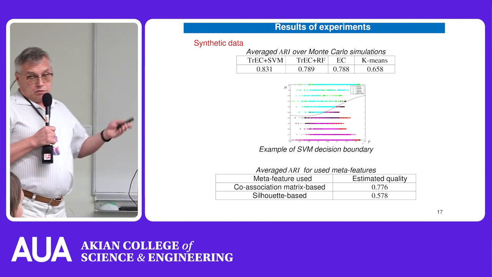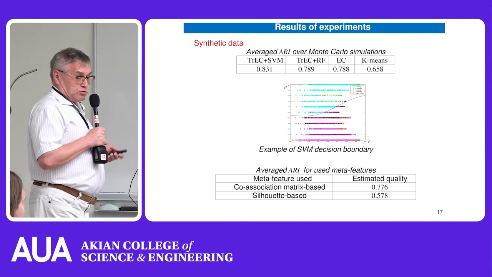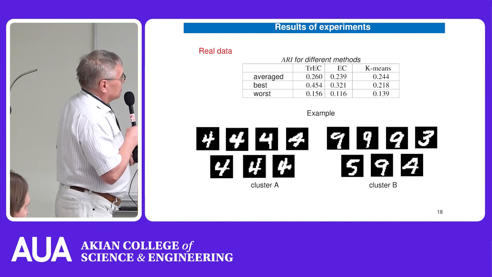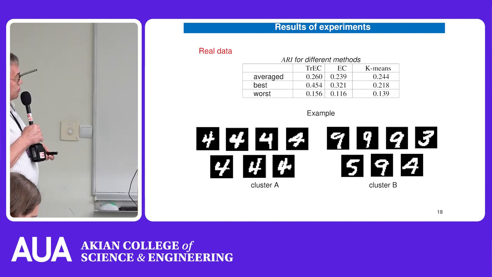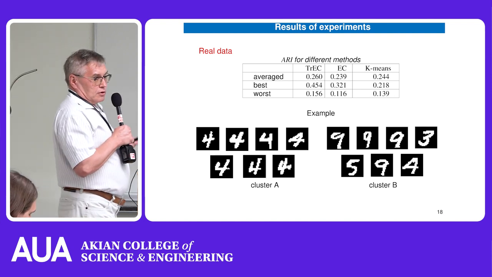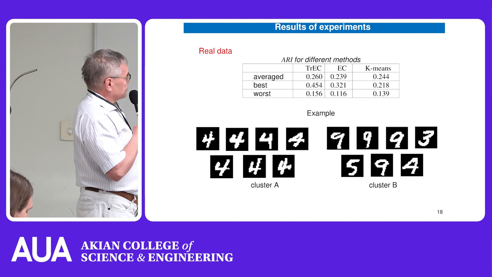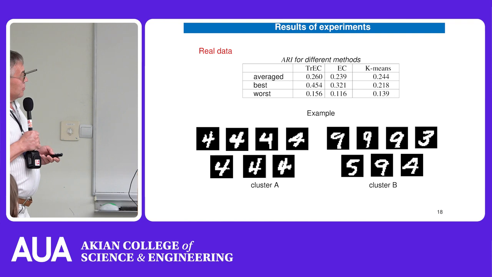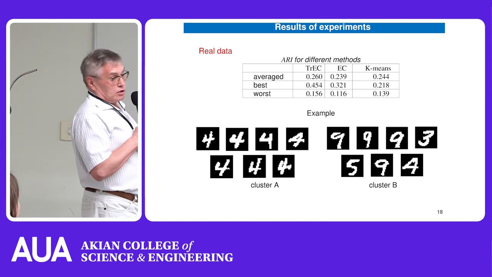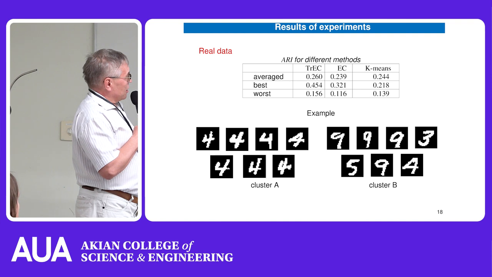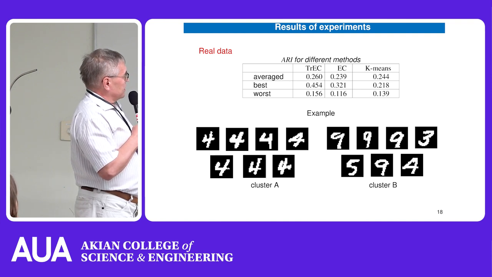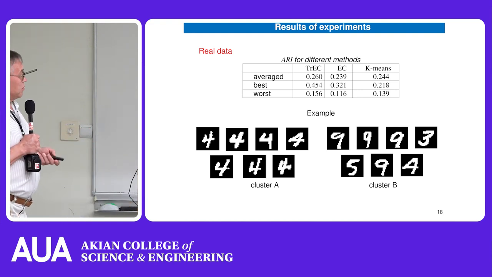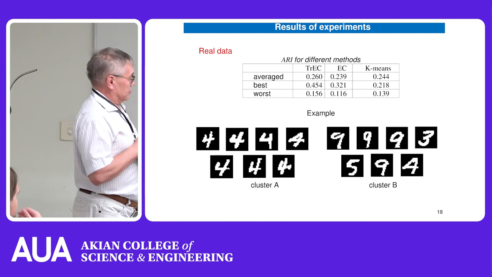Both of the features are useful for classification, but of course, the causation matrix base is more important. And these are examples of results of experiments for real data, the Omnis database. It can be seen that this algorithm also gives some improvement, not ideal, of course, but some improvement of clustering quality, average best result and worst result. And here is given an example of clusters obtained.